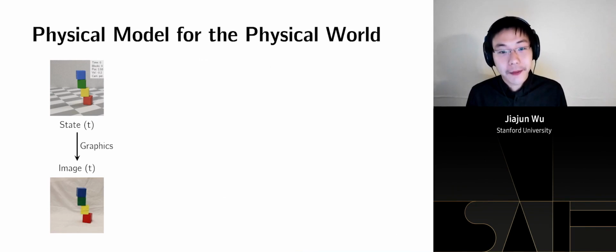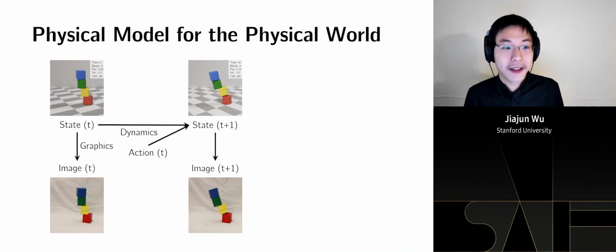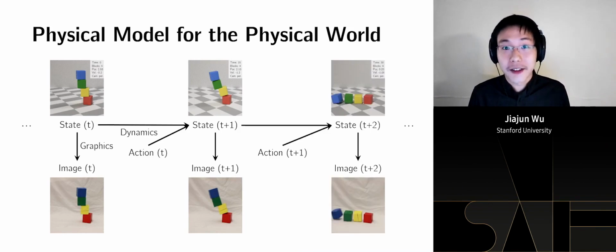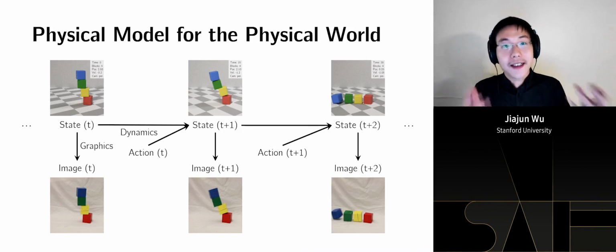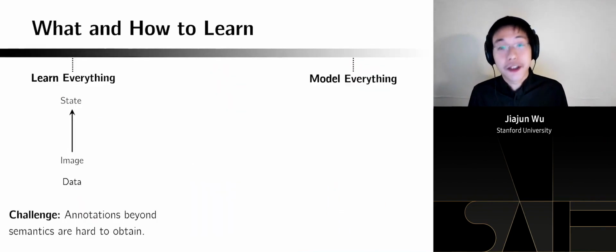Beyond a single frame, you can do that for multiple frames. Across the frames, there are dynamics: conditioned on the current state and on actions, what's going to happen in the future. In a video like this, the action you can assume is gravity. So this kind of modeling approach tries to understand the physical model behind the physical world, and to use it for scene understanding.